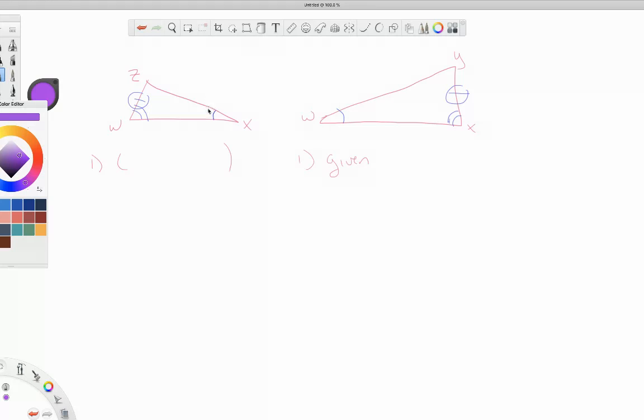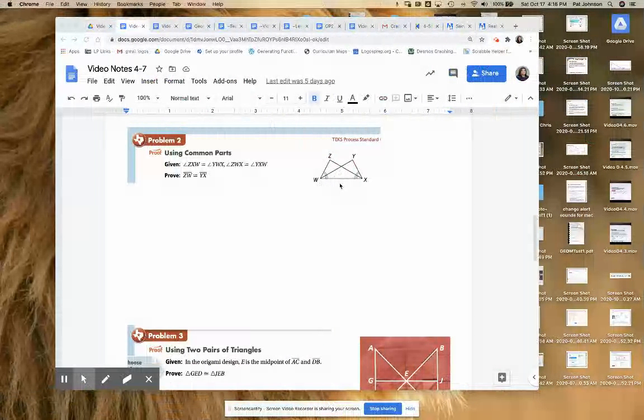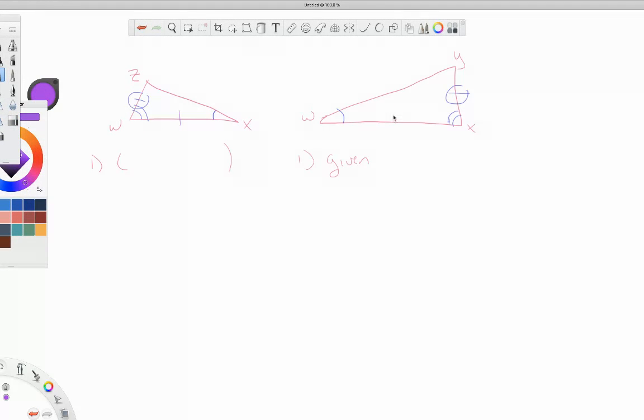All right. Well, if you notice, they share WX. So I can put a tick mark here. And number 2, I can say that WX is congruent to WX because of the reflexive property. All right. So now I can say that these two triangles are congruent, because don't I have angle, side, angle, angle, side, angle? So I can say triangle ZWX is congruent to triangle YXW. Why? Because of angle, side, angle.